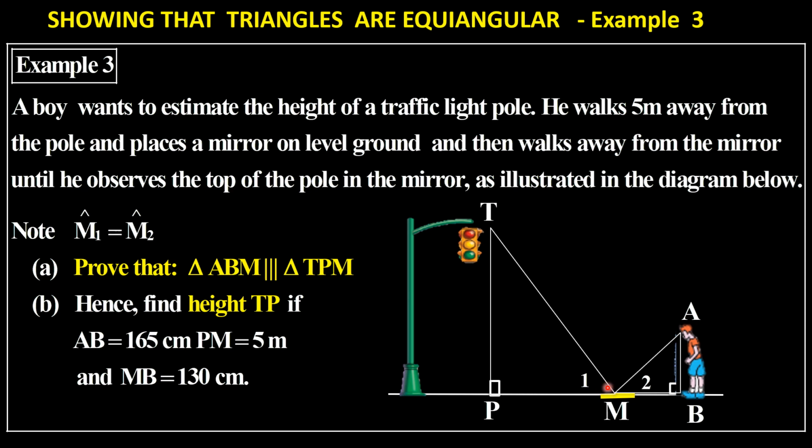Now, if he stands at the mirror, the reflection of the top of the pole is not in the mirror. So he moves away from the mirror gradually, and he focuses on the mirror until he sees the top of the pole reflected in the mirror. And then he stops there. So now we'll be able to determine the height of the pole using the measurements there. He knows the measurement PM, that was 5 meters. He can measure the distance that he walked away from the mirror. That's not difficult to measure. And he knows his height. So let's look at the solution of this in the next slide.